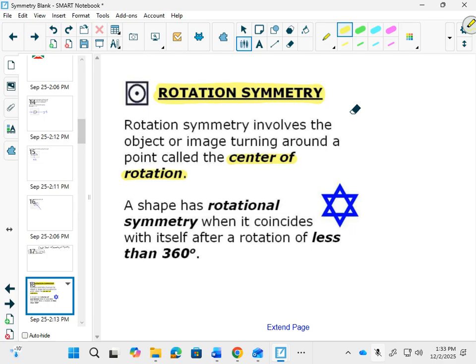Rotation symmetry. Could you take an object, turn it, and have it look exactly the same as what you started with? Can you see that if you took this point right here and I turned it so it ended up right there? If someone would look at it, they would say nothing's changed. It looks exactly the same as you started with. That makes it rotation symmetry. Can you see that I could have also taken this point and rotated it all the way to there? It would be exactly the same.